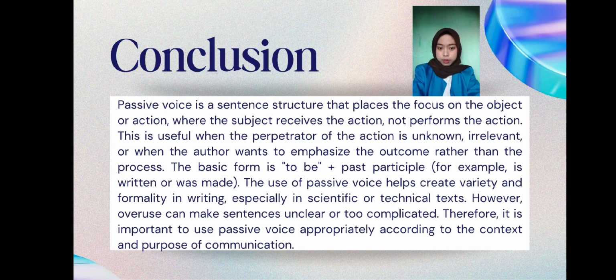This is useful when the perpetrator of the action is unknown, irrelevant, or when the author wants to emphasize the outcome rather than the process. The basic form is to be plus past participle. For example, is written or was made.